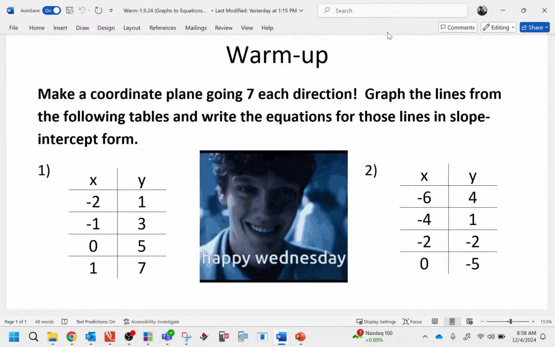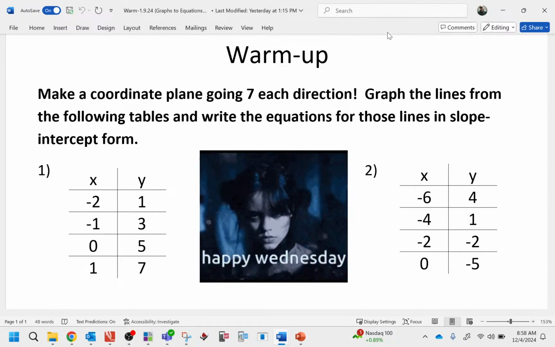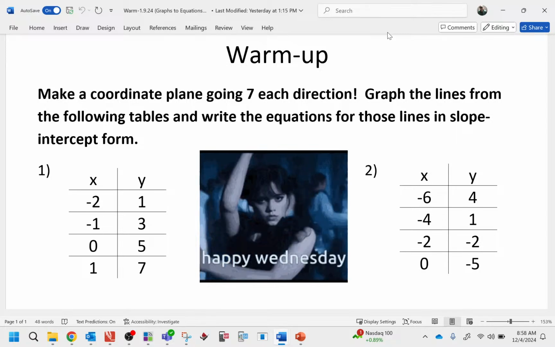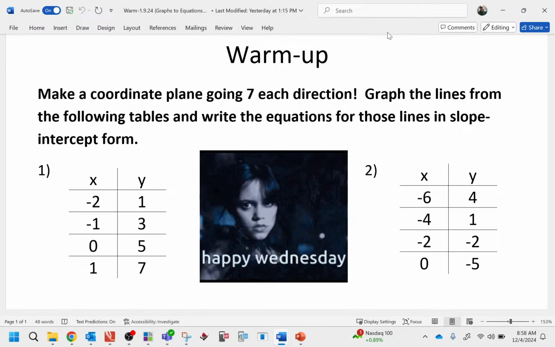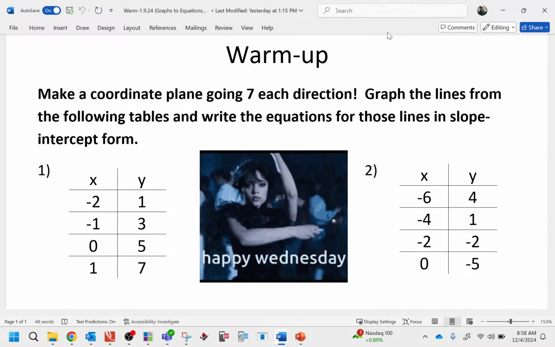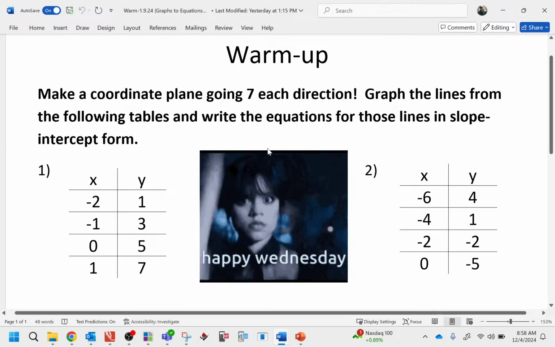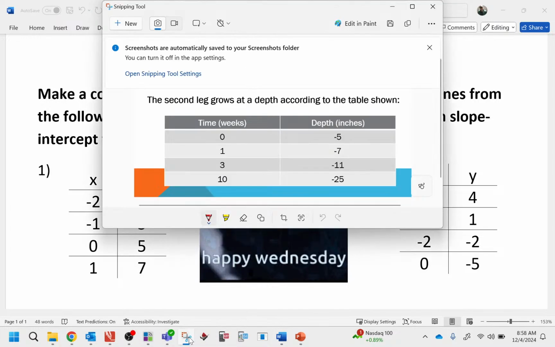Make a coordinate plane going 7 each direction. Graph the lines from the following tables and write the equation of those lines in slope-intercept form. You're going to want to pause the video because I'm going to start making this, and maybe you can make it with me and then pause it if we get ahead of you, okay? All right, I'm going to start clipping this out.